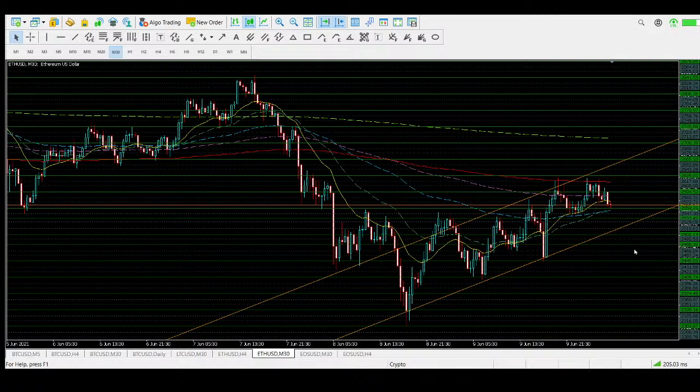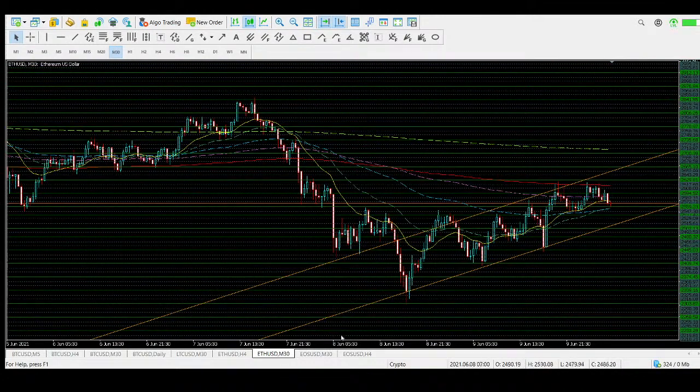Ethereum in the 30 minutes, as you can see, we have a channel, an uptrend channel. Bounced off nicely here at 23.40, 23.39, and supported 3 times at the bottom of the channel. So it's kind of trending up. The moving averages spreading up widely. Now it's crossing above the moving averages at the moment.